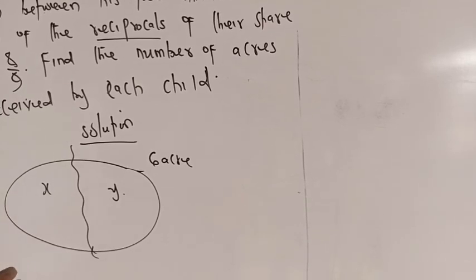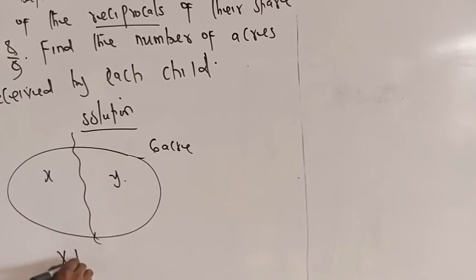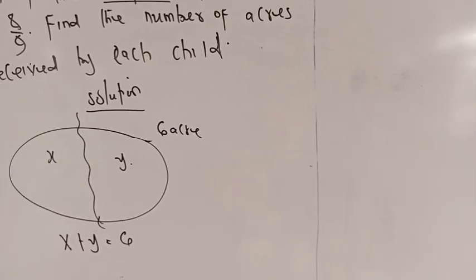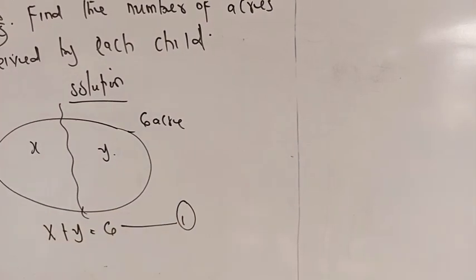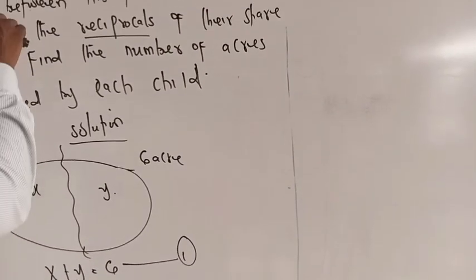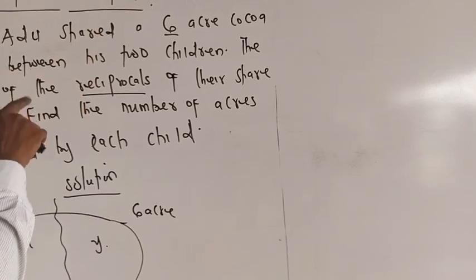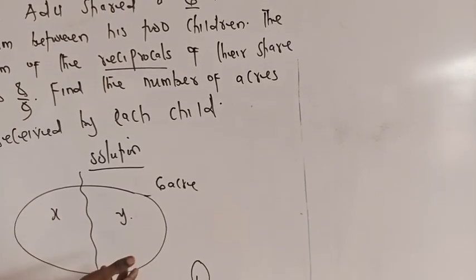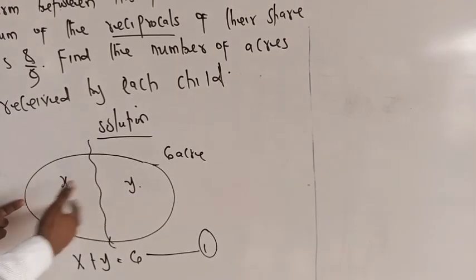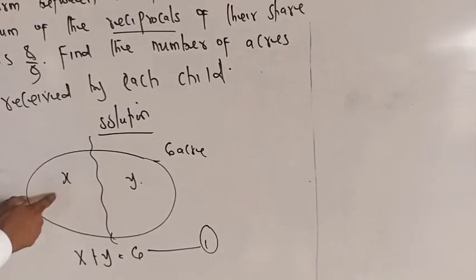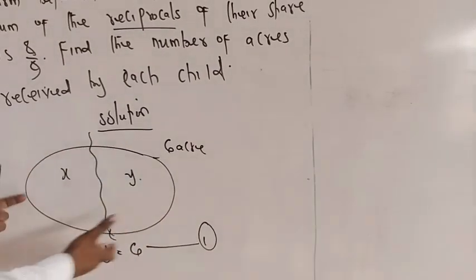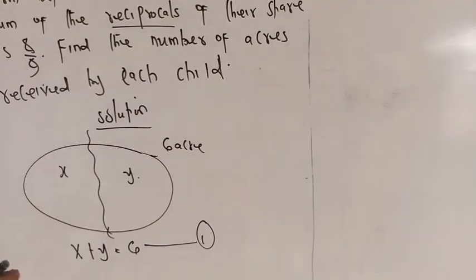So what is the point? That means if I say the first child plus the second child, it will give us 6 acres of the farm. Let's classify this as equation 1. So the first statement says Mr. Abdul shared a 6-acre cocoa farm between his two children. This is the illustration. It is a cocoa farm of 6 acres. Let's assume we partition it in this way, without knowing the proportion. Let's call this partition X and this other partition Y. That means the sum of whatever share they have will give us 6 acres.